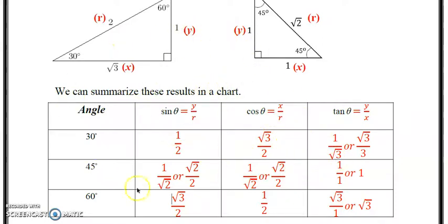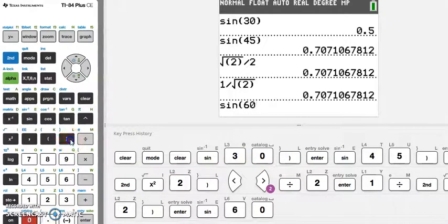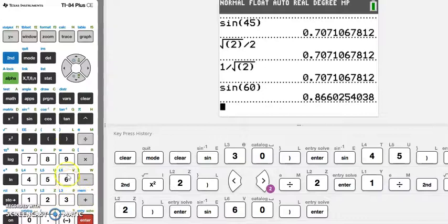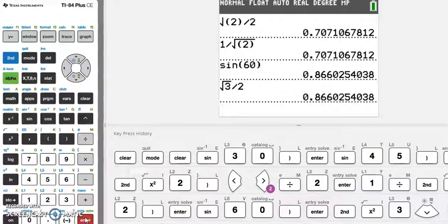Using these special triangles, this chart doesn't change. Sine of 30 is always 1/2. The sine of 45 is 1 over root 2, or root 2 over 2. And the sine of 60 is always root 3 over 2. You can check that again on your calculator. Sine 60, you get decimal .8660. And we said that's going to be equal to the square root of 3 divided by 2. Now remember, you have to put the parentheses around the root 3. It's not the square root of 3 over 2, it's just the square root of 3 divided by 2. Then you get decimal .8660.